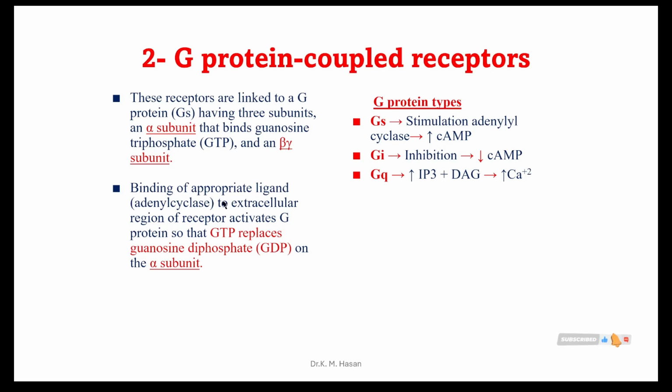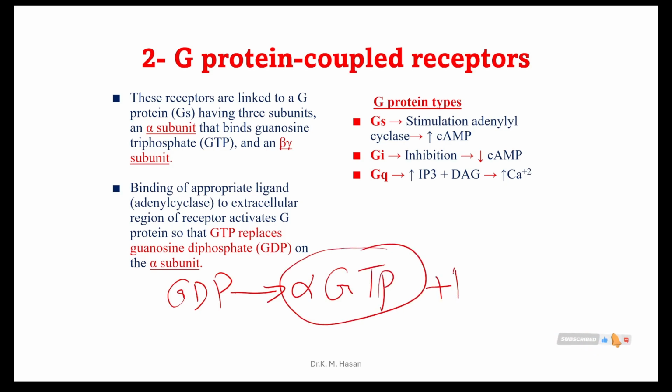Binding of the appropriate ligand to the extracellular region of the receptor activates the G protein. So the G protein replaces guanosine diphosphate with guanosine triphosphate on the alpha subunit. So what we have there, we have GDP on the receptor, it will move to alpha GTP, and this will activate the receptor.